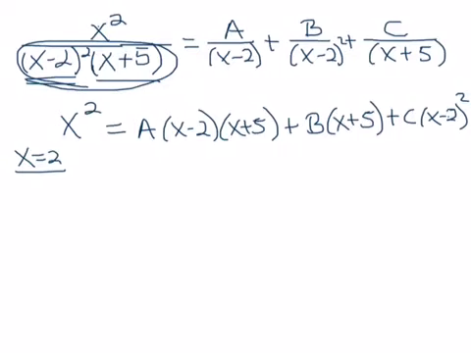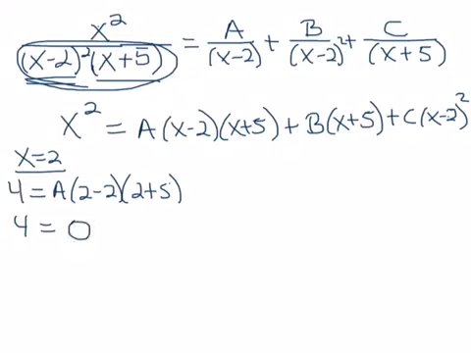Watch what happens when we choose x equals 2. When we plug in x equals 2, we're going to get 2 squared for x squared. So 2 squared is 4. And here's the great thing that happens. A times 2 minus 2 and 2 plus 5. The 2 minus 2 will totally cancel away to 0. So this whole term turns into a 0.